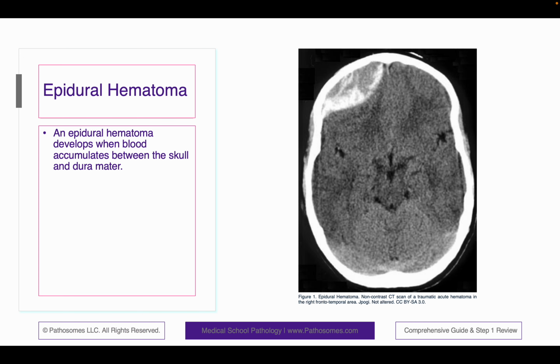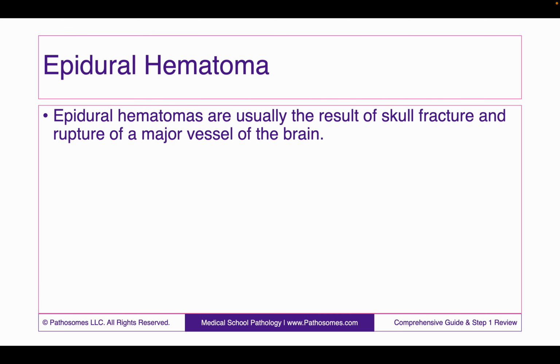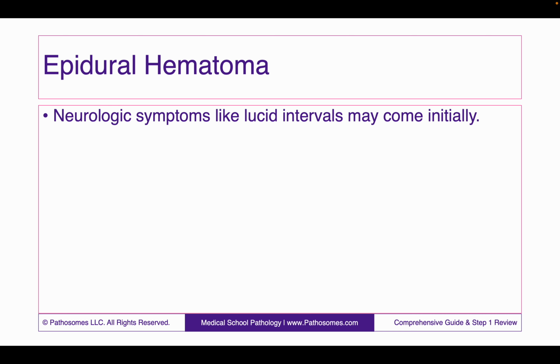Here we have an epidural hematoma again, right? See that lenticular shape? Now, an epidural hematoma develops when blood accumulates between the skull and dura mater. Epidural hematomas are usually the result of skull fracture and rupture of a major vessel of the brain. Neurologic symptoms like lucid intervals may come initially.